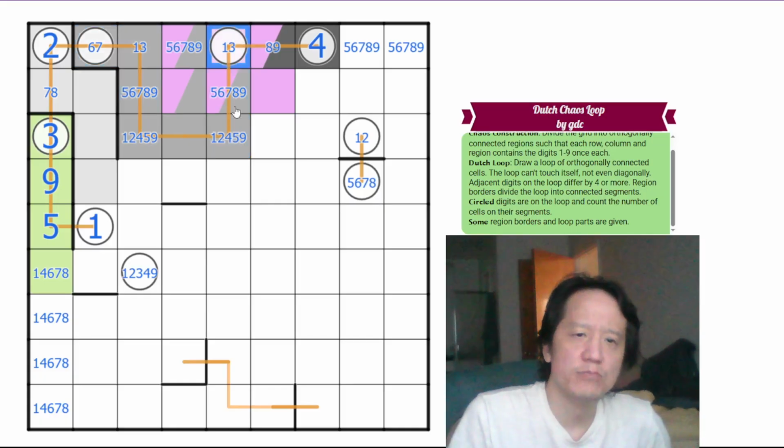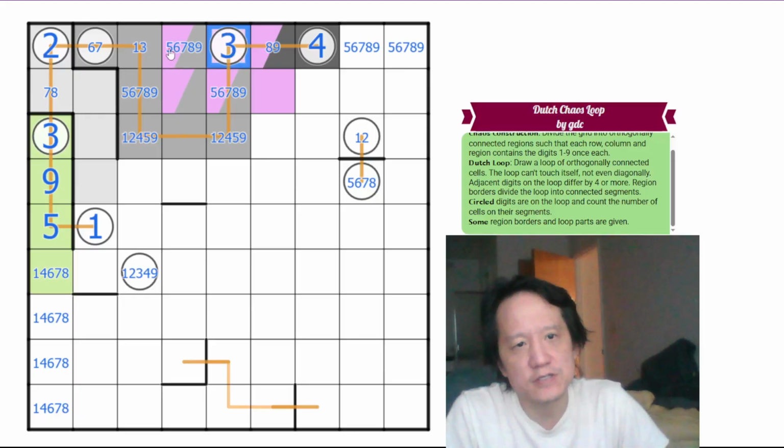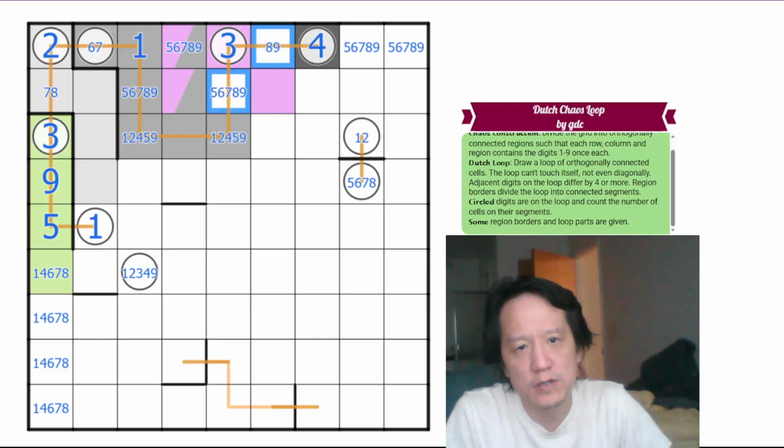There's no way this can be 1. If this is 1, this is not part of its region, and this is not part of its region, but then this region can't get anywhere. So this has to be 3. So since this is 3, this is 1, which means these are both pink. So since these are both pink, this dark has to go this way, because otherwise this is only 3 in the region, so it has to go this way.